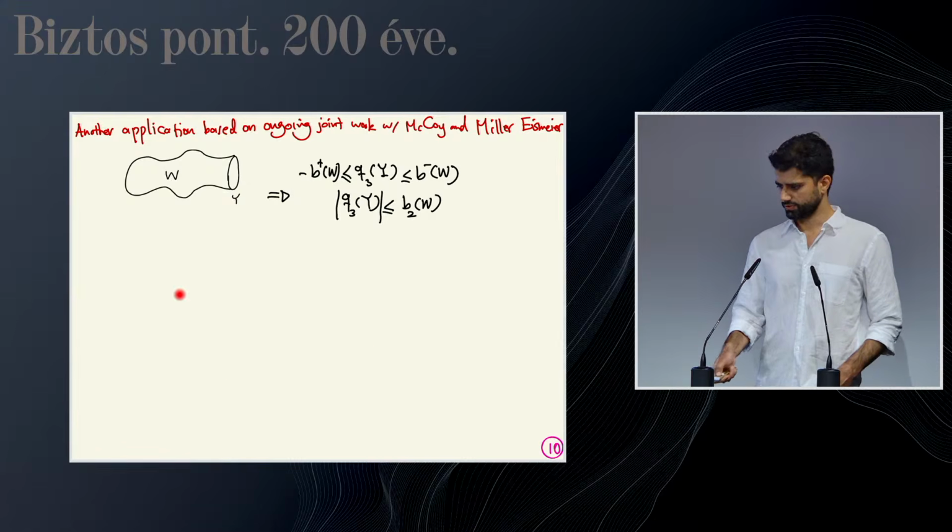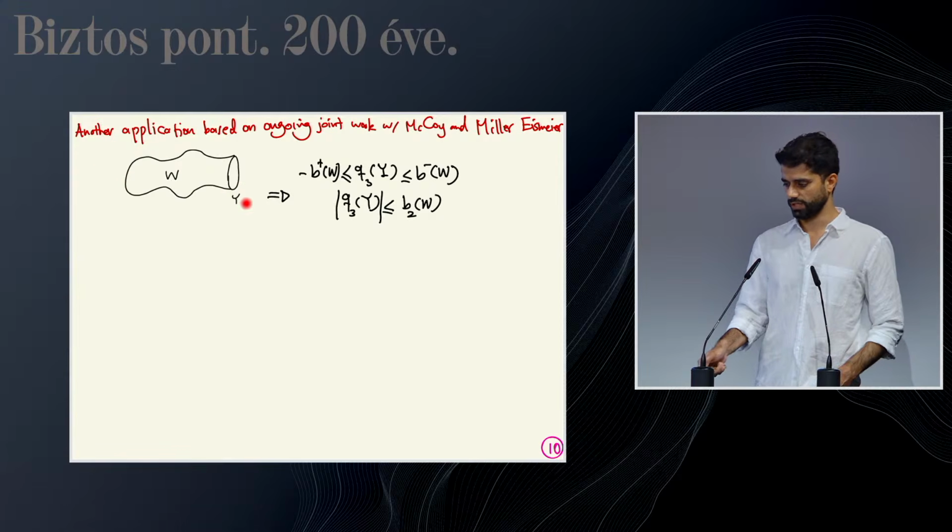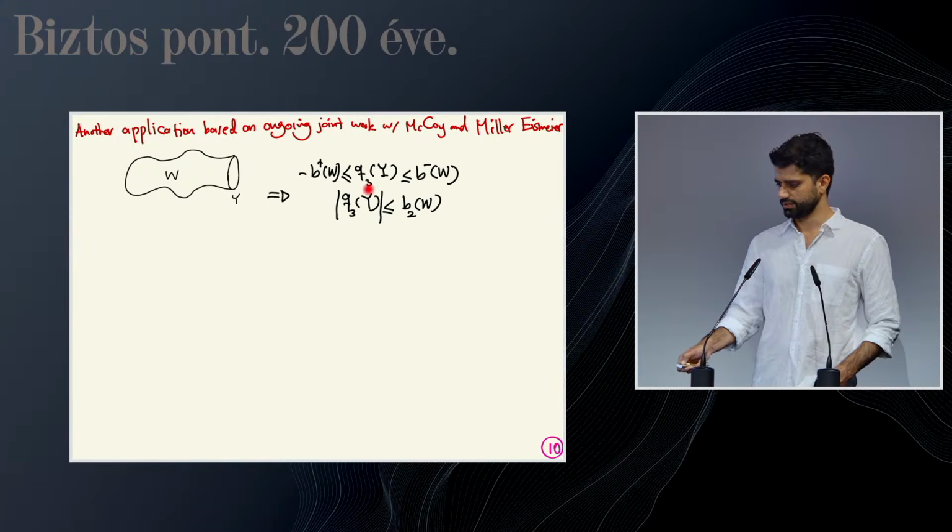So let me just go back to the inequality. The inequality for Q3 was that, let's say in the special case that you have a 4-manifold with boundary, you can regard it as a cobordism from S3 to Y, and you would get this inequality. You can make this inequality a little bit weaker: just say that the absolute value of Q3 is at most equal to b2 of your cobordism.